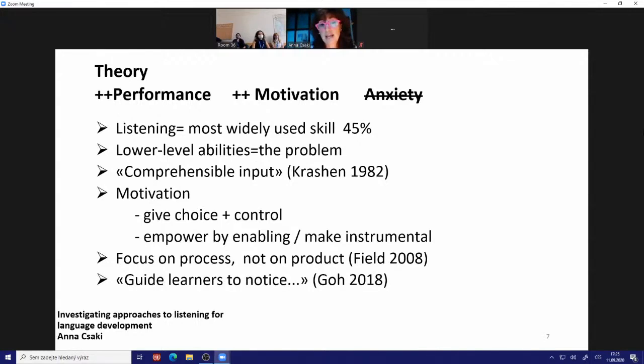And this goes hand in hand with Christine Go's advice, guide learners to notice. Guide learners to notice what? Guide learners to notice their difficulties, of course, how the language works, the differences between spoken and written English.